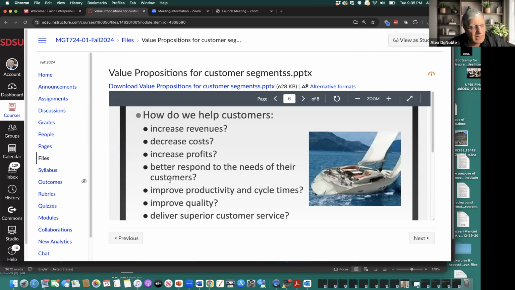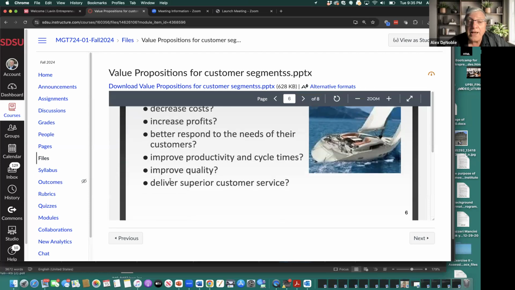productivity and increasing the pace of the product or services that they're trying to produce, the cycle times. Can your product or service help your customers improve quality or deliver superior customer service? So ultimately, think about these questions as you articulate what you think your value proposition might be.